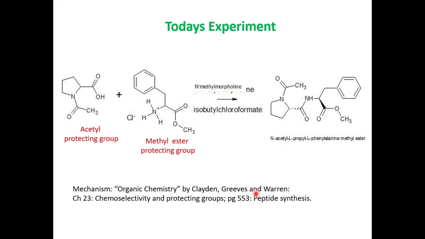Then today what we will be doing is coupling the N-protected proline, the acetylated proline, and the methyl ester of phenylalanine to form the dipeptide you see here. You can see we are forming a bond between the carbonyl of the carboxylic acid of proline and the nitrogen of the amino group of phenylalanine. We form our new peptide bond here and form our dipeptide, and we will have our protecting groups still in place. Now we won't deprotect them today. We will be just going as far as making the dipeptide here with the protecting groups still in place.